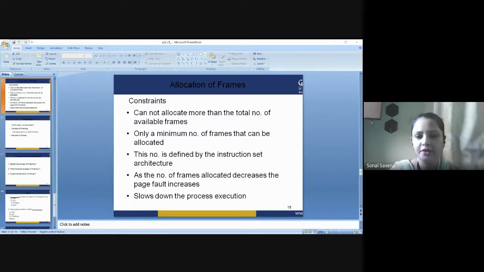Now, what is the advantage? The pages in memory for a particular process and the page fault ratio are affected by the paging behavior of only that process. There is a disadvantage also. What is the disadvantage? A low priority process may hinder a high priority process by not making its frames available to the high priority process. So this is what exactly we call local replacement.